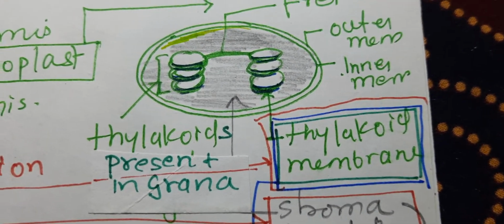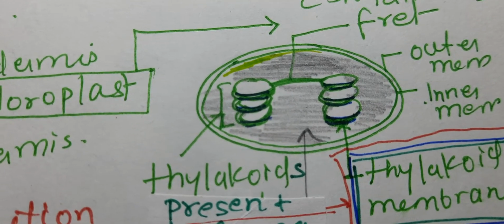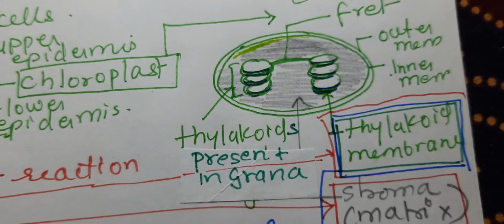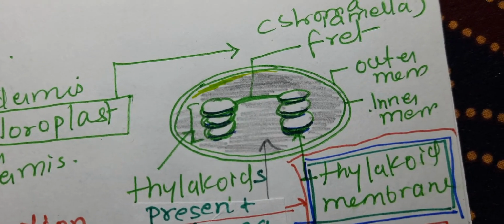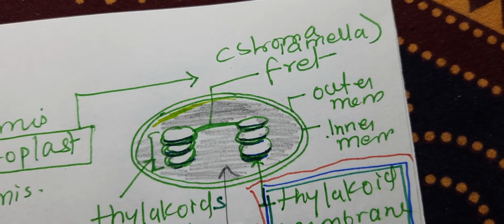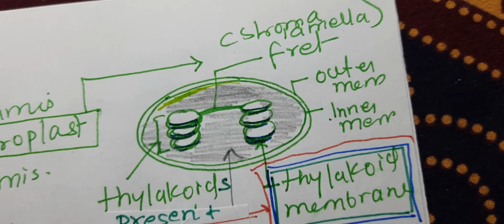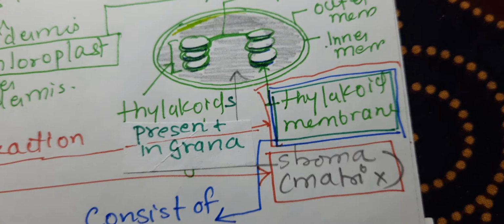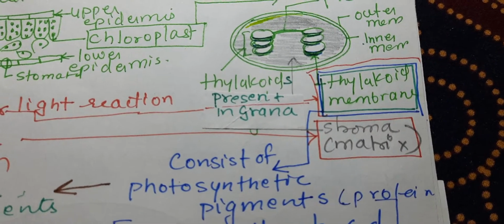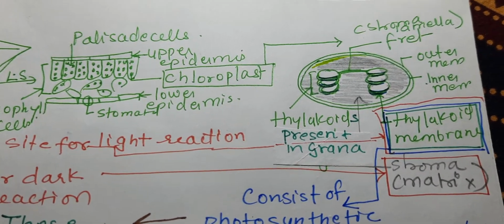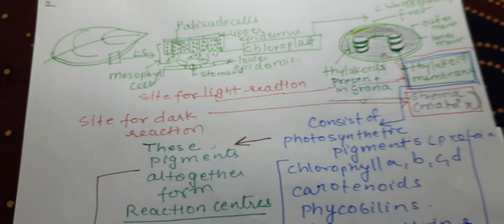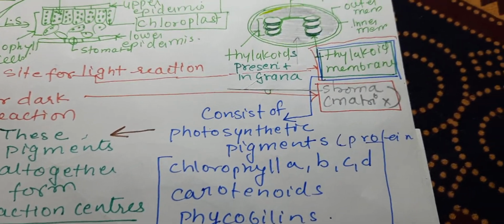Okay, and it consists of the grana, which is made up of thylakoids. So you can see the grana are connected by stroma lamella, which are known as fret. Okay, now if you see the thylakoid membrane, this is the site for light reaction, and the stroma is the site for dark reaction.